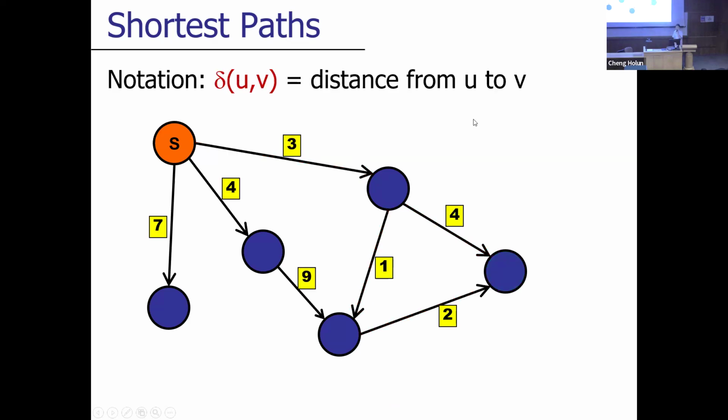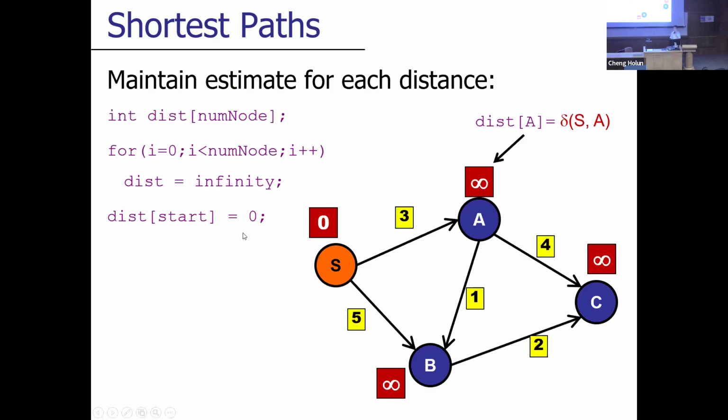So we need to define one thing. We call it delta UV. Delta UV is the estimated distance from a node U to V. That means U and V can be any two nodes. Maybe let me ask, what is the distance from this node to this node? Okay, so that is the delta UV you want to define. And we call it the shortest distance, but before we start the algorithm, we do the following things.